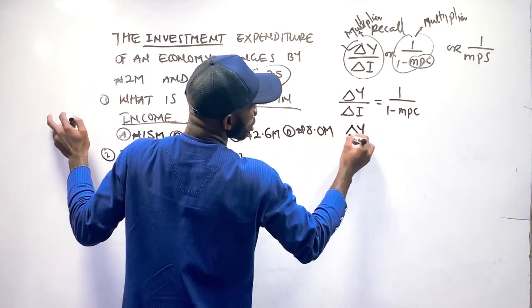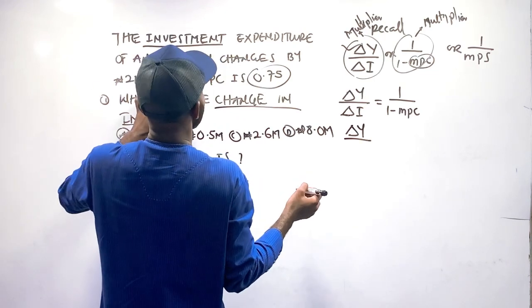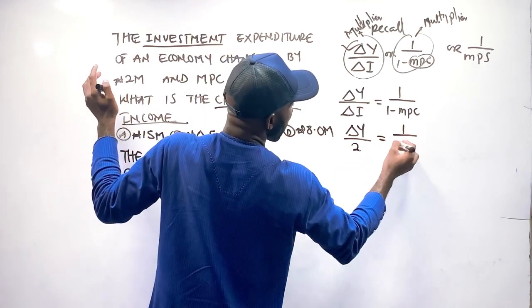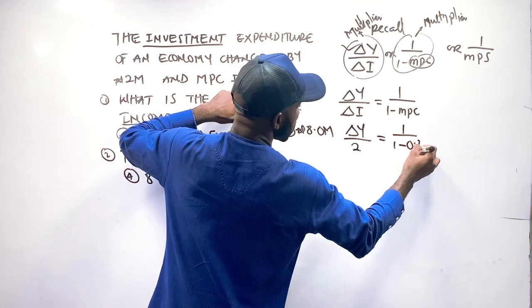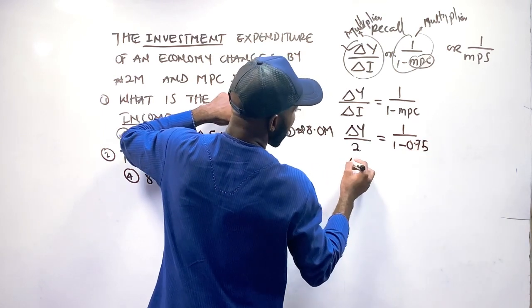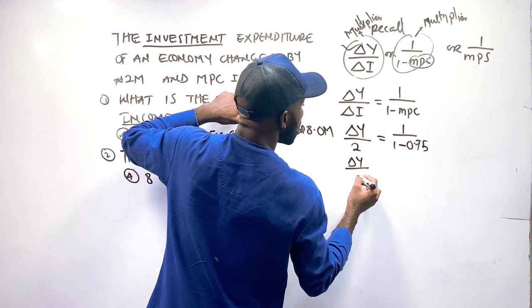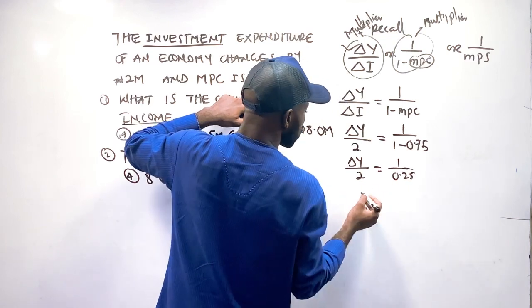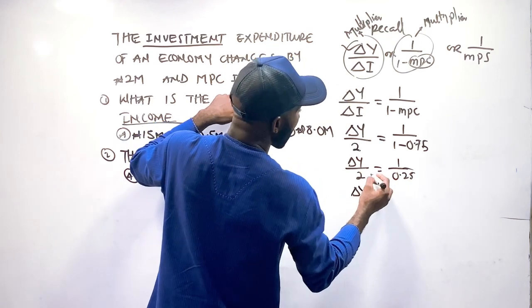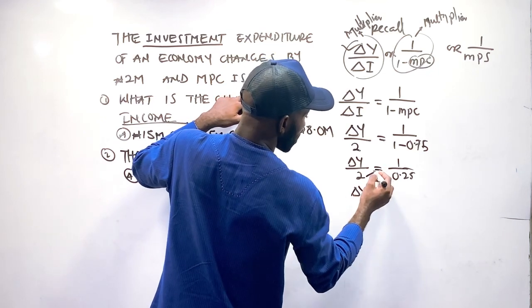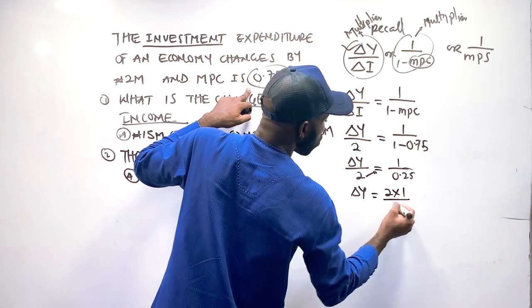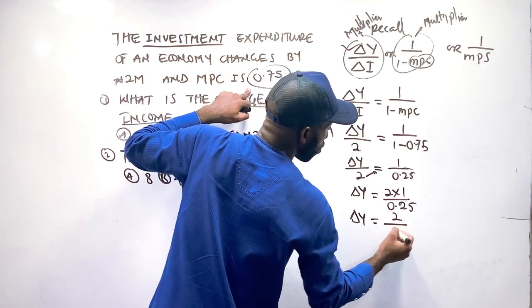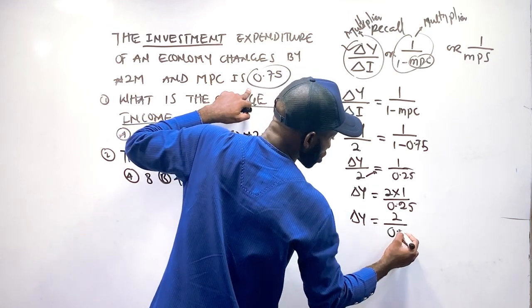So our change in income is our unknown. Change in investment, they said, is what? 2 million. Let's just bring back the million when we're through. 1 over 1 minus my MPC is 0.75 from the question. I can have change in income over 2 is equal to 1 over 0.25. Please take note, my change in income, if I cross multiply, this will go up there. And then it will give us 2 times 1 over 0.25. Change in income will now be equal to 2 over 0.25 is still what we have.